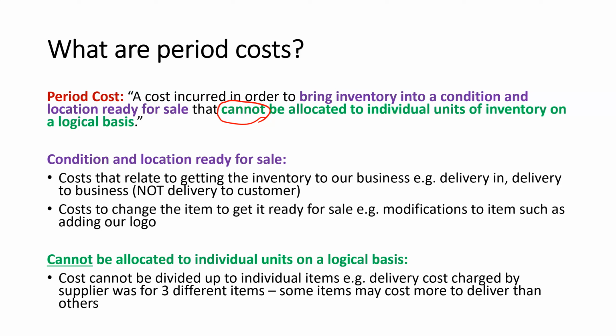That might be because I might have items that are really small or really large. An example might be if I'm a computer store and I buy computers and maybe keyboards, it wouldn't cost the same to deliver a computer as it would to deliver a keyboard, based on things like their weight and their size. So let's have a look at an example.